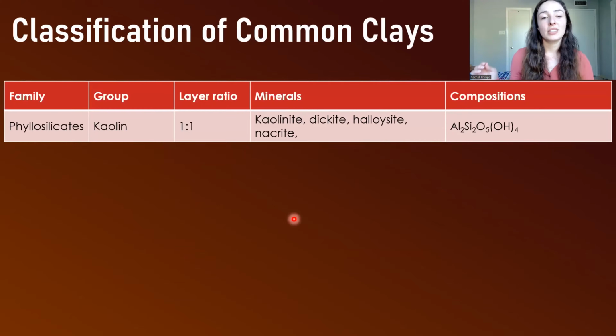And lastly, we have the classification of common clay minerals. So the common clay minerals, like we talked about, include phyllosilicates, which is the family of common clay minerals. In this case, the first one we're going over is the group kaolin, which includes minerals such as kaolinite, as well as polymorphs, or different structures of the same composition, of kaolinite. And again, this is a 1-to-1 layer ratio of silica tetrahedra to aluminum octahedra. And again, the composition is aluminum silicate.